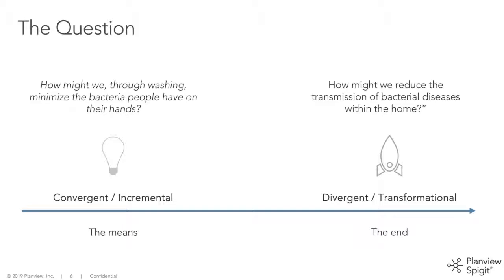Now let's move closer to a transformational and divergent question based on the same intent. How might we reduce the transmission of bacterial diseases within the home? Notice how the first question focuses on the means, i.e. washing our hands, and the second question focuses on the desired end goal of reducing bacterial disease transmission. The second question may lead to completely new products or even ideas breaking into adjacent markets, which may have tremendous value, but will likely also be harder to implement.